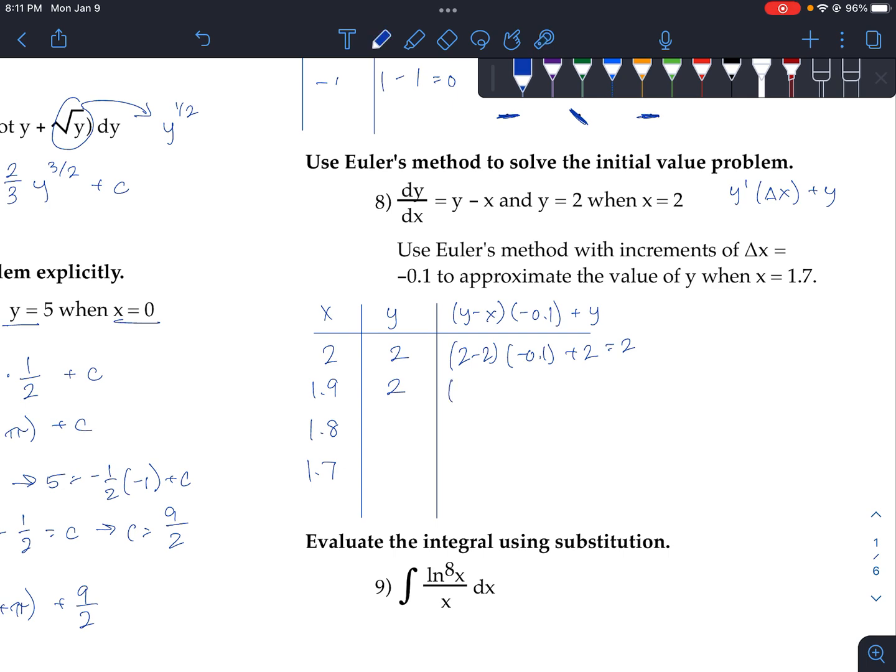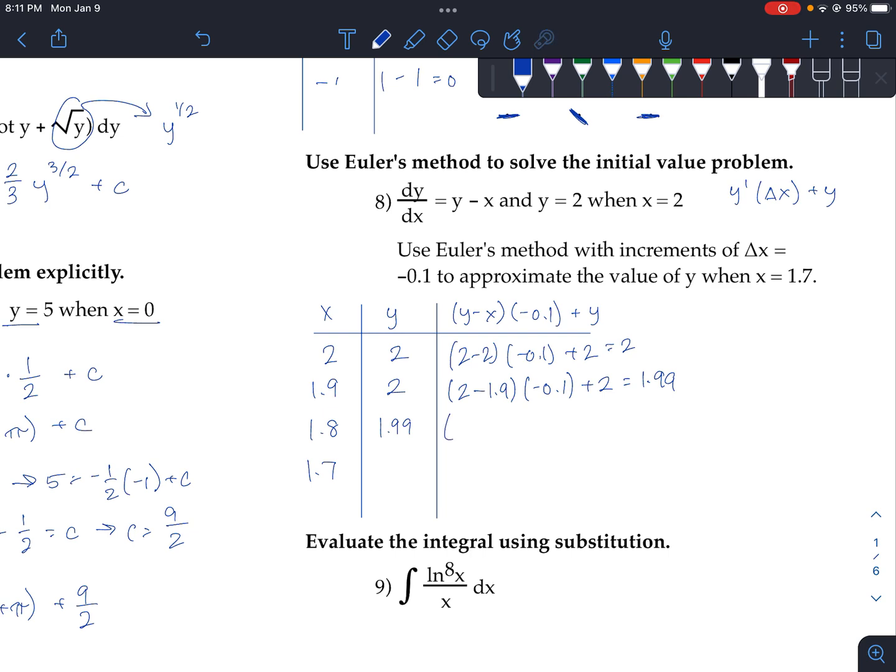Okay, let's do it again. So we're going to have y, which is 2, minus x, which now is 1.9, multiplied by negative 0.1, and then plus 2. If you do the math right there, you should get 1.99, and that's going to be the y value when x is 1.8.